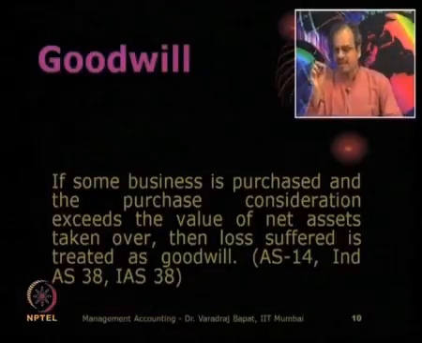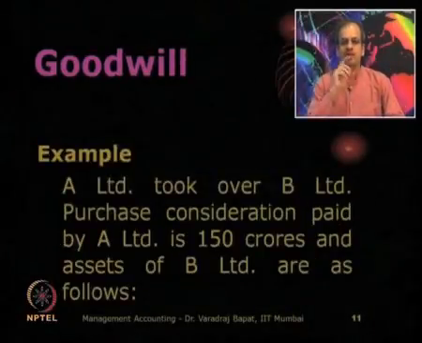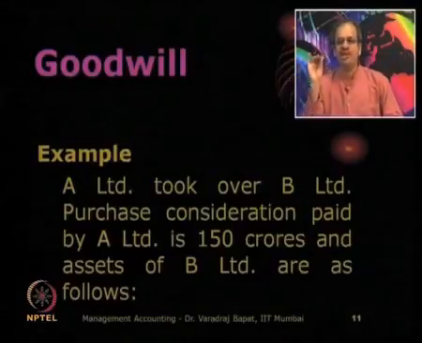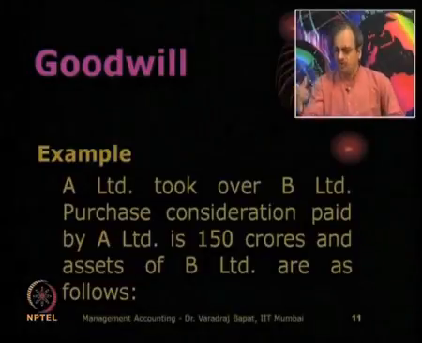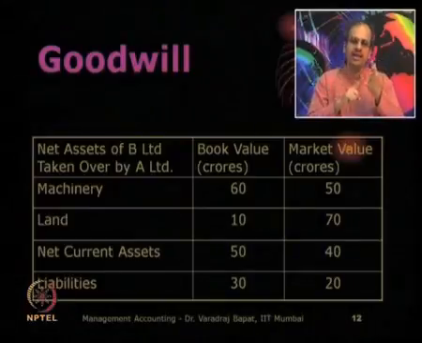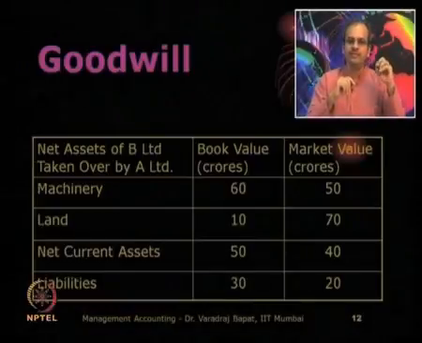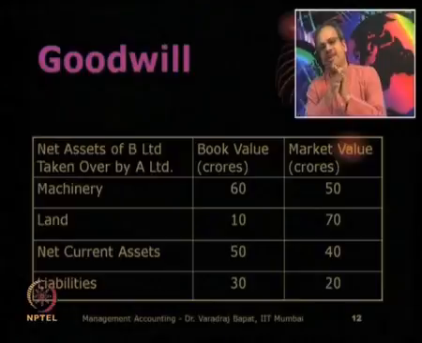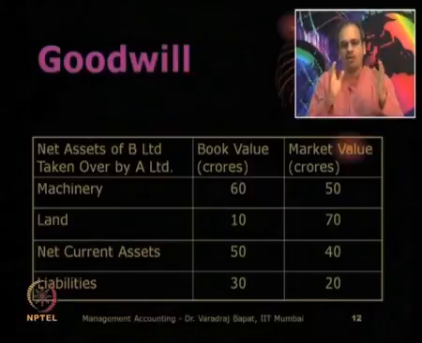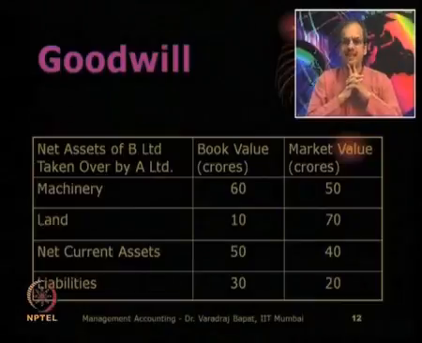Okay. Now, let us see some examples as to how goodwill is calculated and recognized. Suppose A took over B and the purchase consideration paid by A is 150 crores, and the assets of B which are taken over are as follows. They have taken over machinery, land and net current assets, and they have also taken over liabilities. We know the book value, we know the market value, and we know that the purchase consideration is 150 crore. Now, how much is the goodwill which A has paid to B? Can anyone calculate?